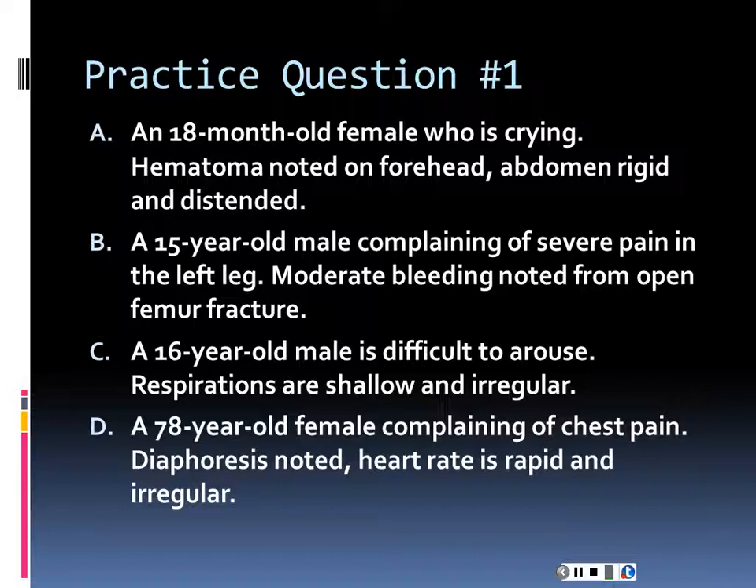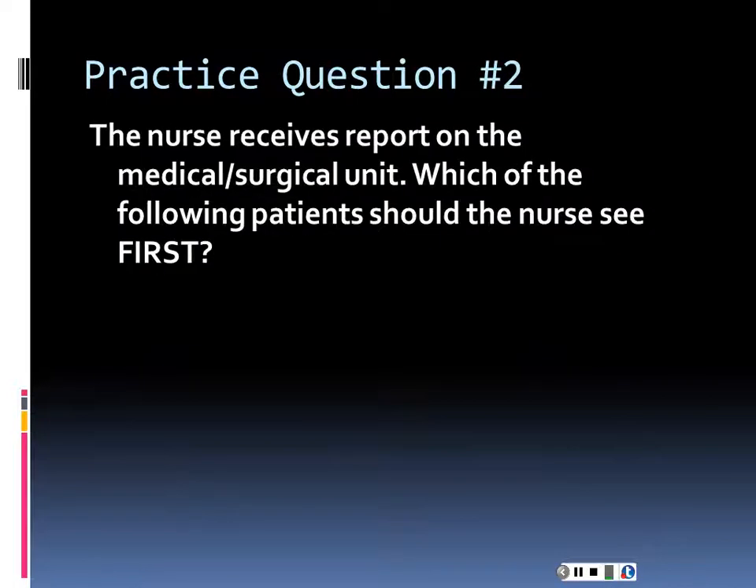This would be consistent with a head injury. Anytime you see respirations are irregular, that's not normal in a grown-up and probably indicates a neurogenic breathing pattern. If the patient has a head injury and has a neurogenic breathing pattern, they're not going to keep breathing for very much longer, and I need to intervene with that patient first. So C. Here's our next one.